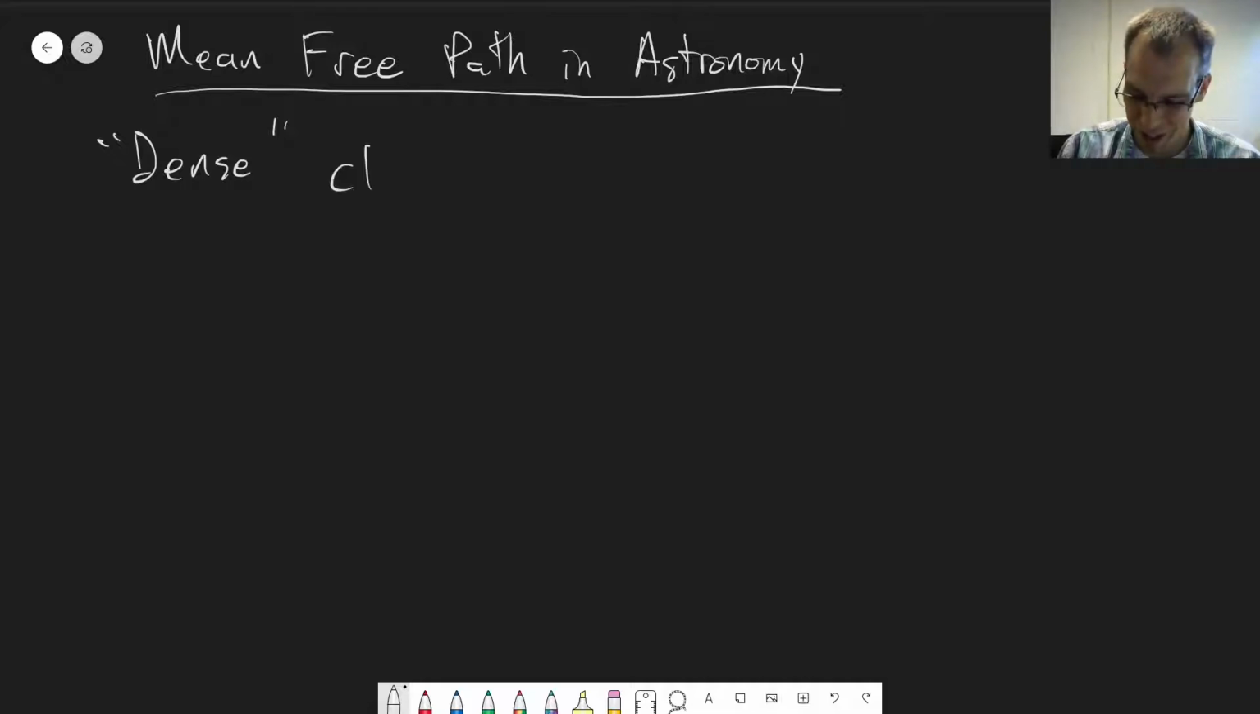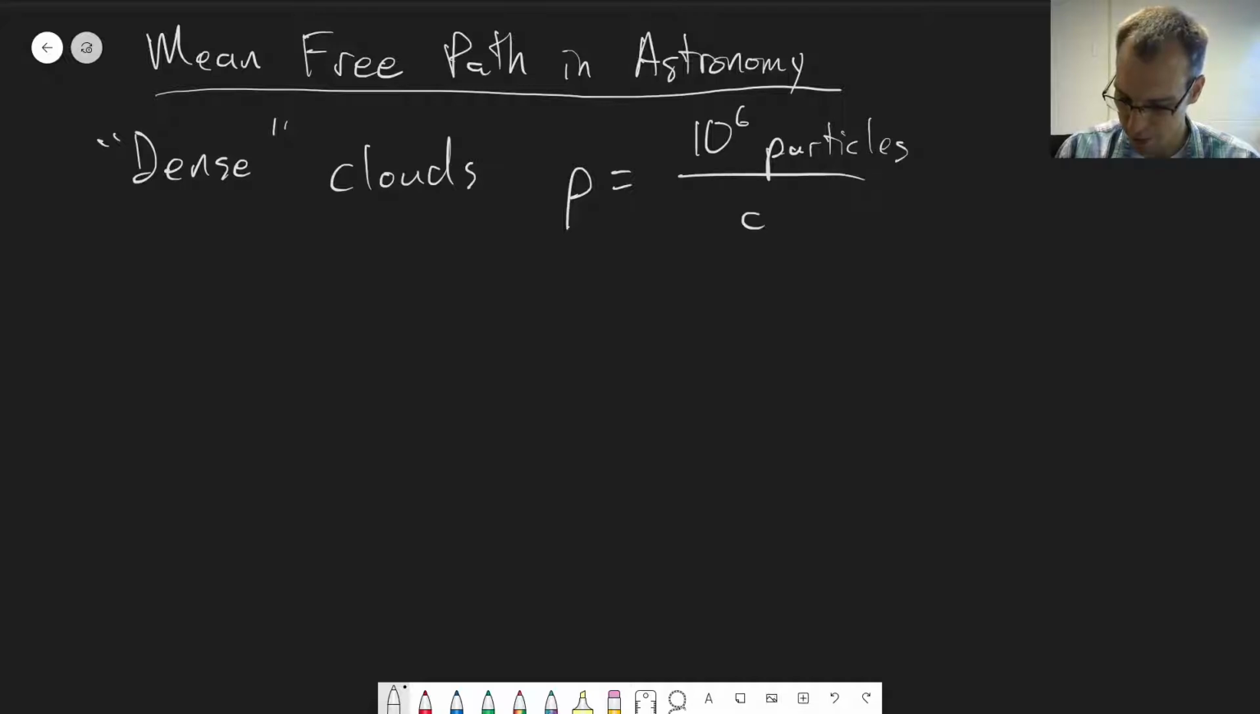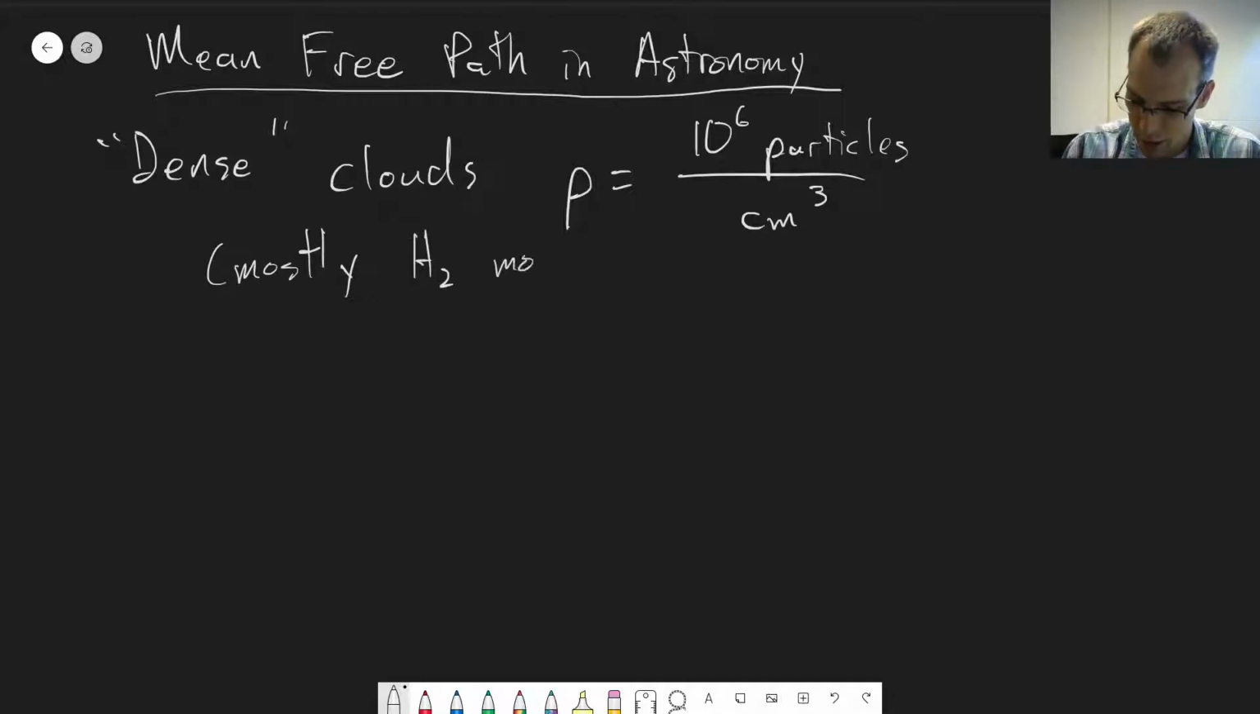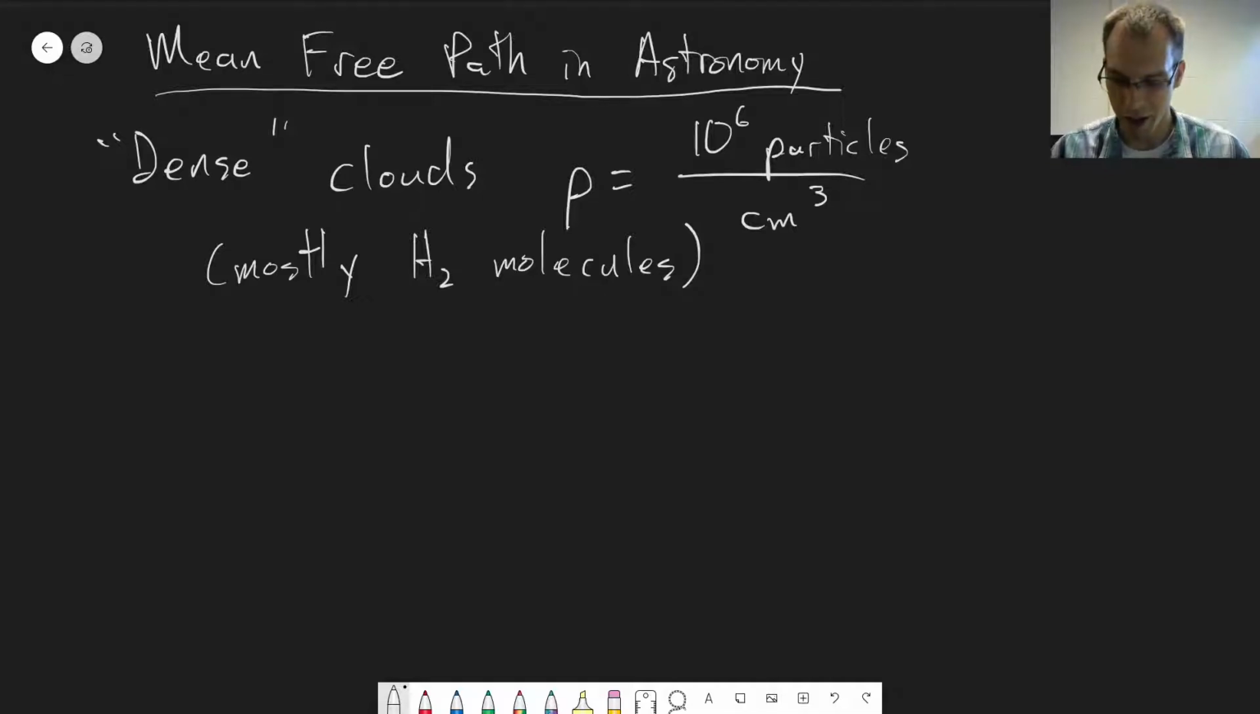But dense molecular clouds out in space have a density equal to about 10 to the 6th particles per cubic centimeter. And mostly this is H2 molecules in a dense cloud. You have trace amounts of other things, including hydrogen atoms, which is the second most abundant thing, and then you have other molecules, things like carbon monoxide, and H3 plus is another molecule. Anyway, but most of it's H2, and we're going to use that as our example.